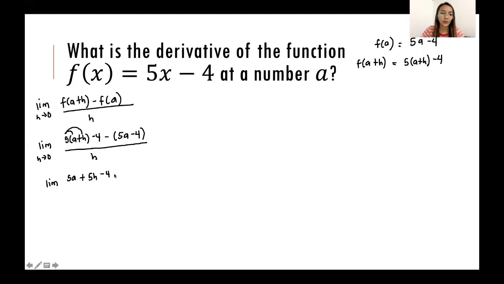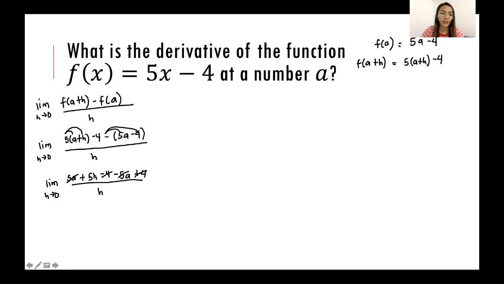Okay, so negative 5a. So this one is negative 5a, distributive property, negative 5a. And this one is positive 4 over h as h approaches 0. Okay, so cancel na natin, or combining like terms. So 5a minus 5a, cancel. Negative 4 plus 4, cancel, that is 0.